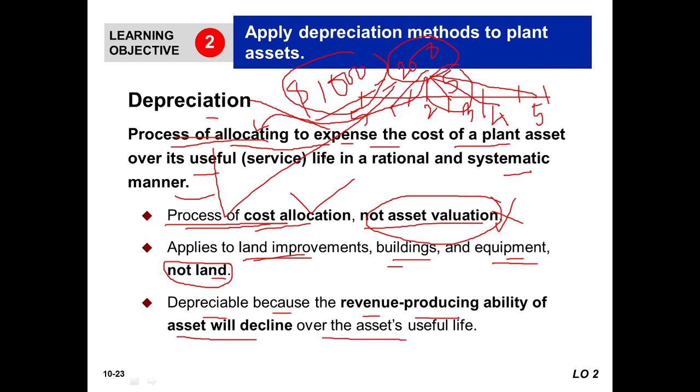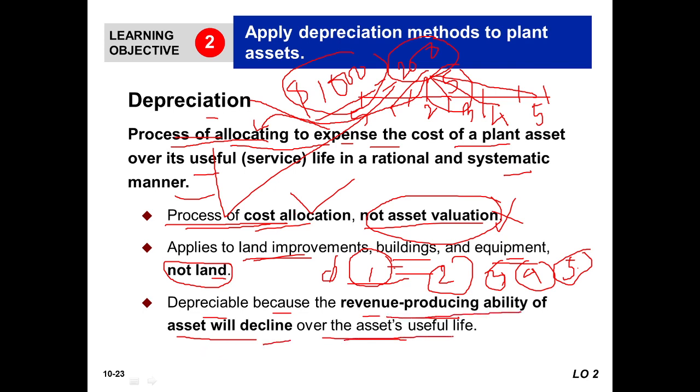When we purchase a new machine, in the first year its producing ability will be very high, but in the second, third, fourth and fifth year it will be declining. Suppose its useful life is 5 years. If we compare the first year and the last year, we will see that the revenue producing ability of the asset declines over the asset's useful life. So that is all on depreciation.